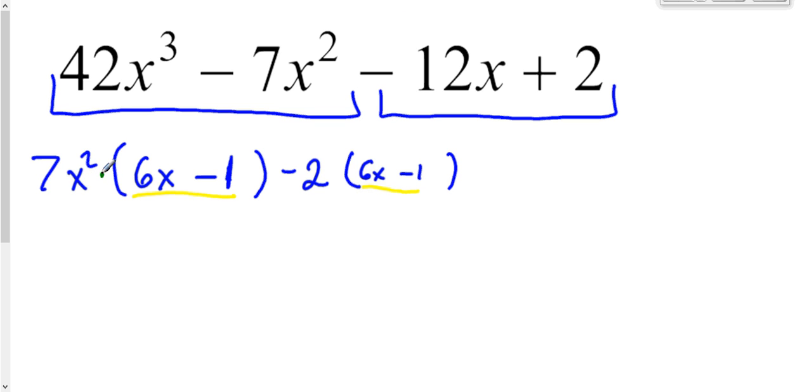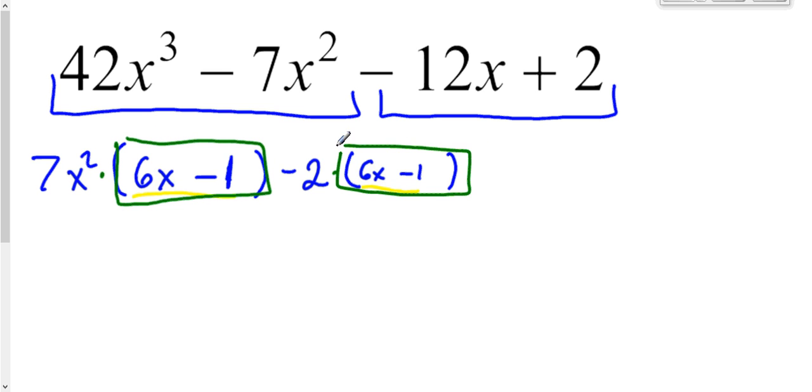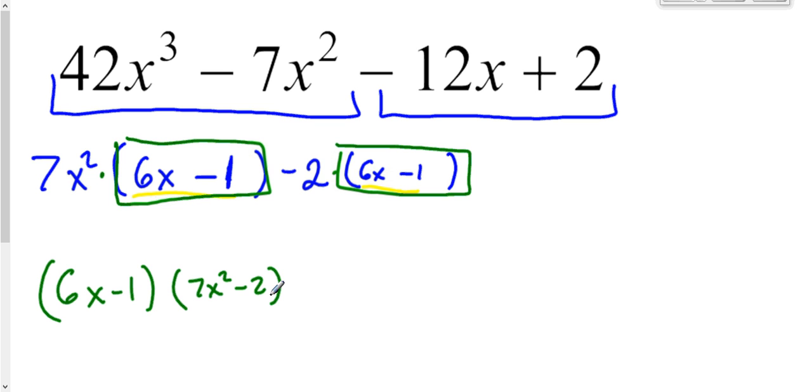Now that both of these terms, the 7x squared and the negative 2, both have this parentheses 6x minus 1 in common, I can actually factor out these parentheses just like how we factored out our like terms. And I get 6x minus 1, and I get the 7x squared minus 2. This is the only time all year that I told you guys, you take one of these binomials, you write it down, and whatever you have left goes together in their own binomial.